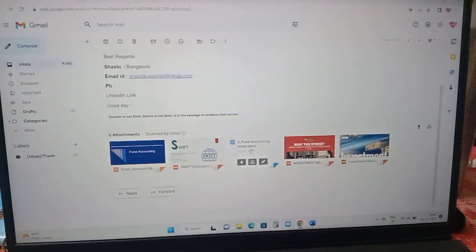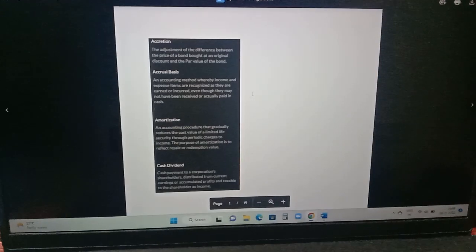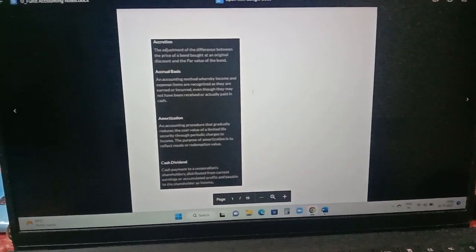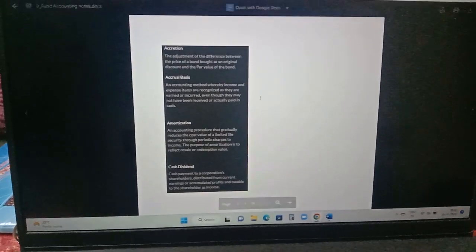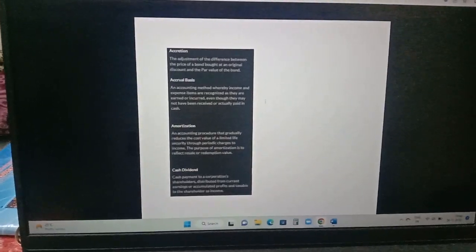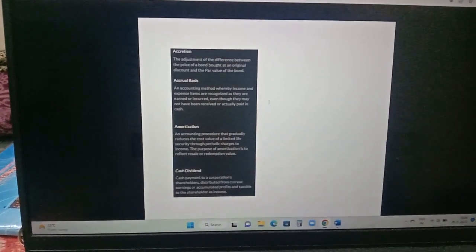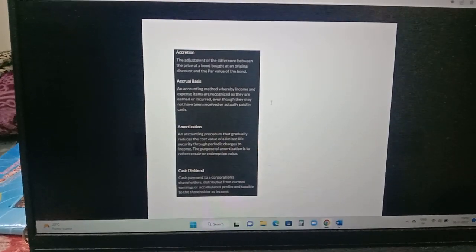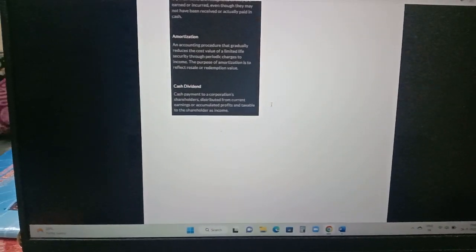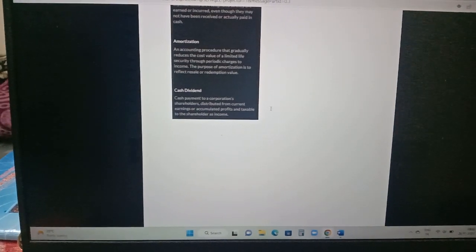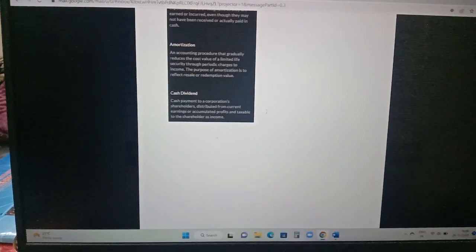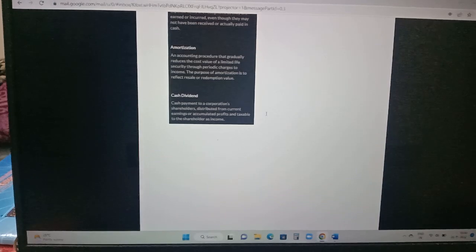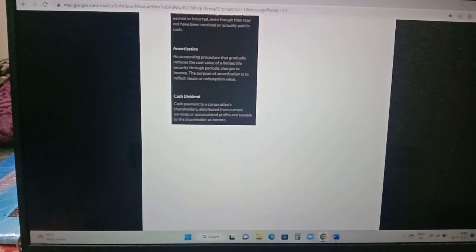Let's go for the next PDF. In this PDF we have some meanings, like accretion and accrual basis. Accrual basis is mentioned as an accounting method whereby income and expense items are recognized as they are earned or incurred, even though they may not have been received or actually paid in cash. What is amortization? An accounting procedure that gradually reduces the cost value of a limited life security through periodic charges to income. The purpose of amortization is to reflect resale or redemption value.